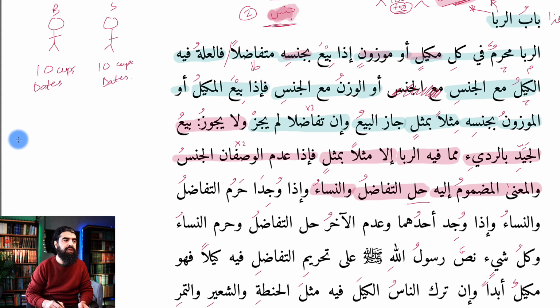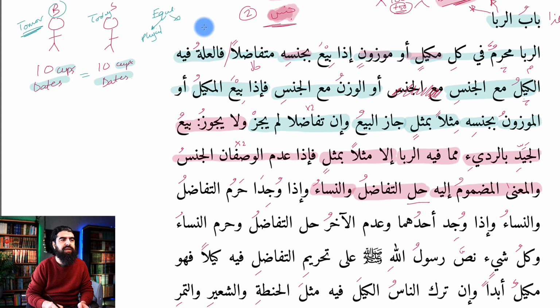Okay, is that allowed? We'll say the genus over here is dates for dates, and because they're sold in cups, the qadr is there as well. The ma'na al-madmum ilayh is there. And is that equal? Of course, there's clear inequality between the two. But if B says, can I give you the 10 cups tomorrow? I'm going to give you tomorrow and you give me today. That is not allowed. That is called nasa. This guy is deferring it, so it's uneven. So it has to be even physically, and time-wise it has to be even as well.